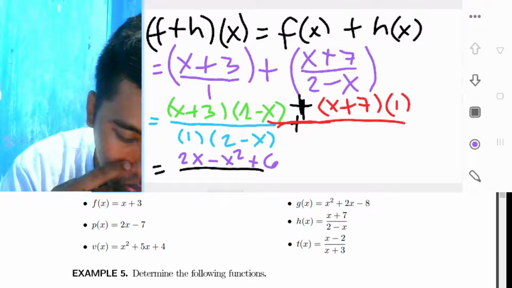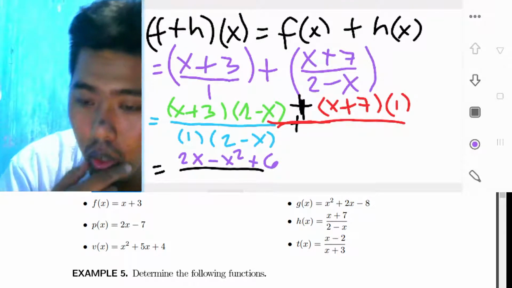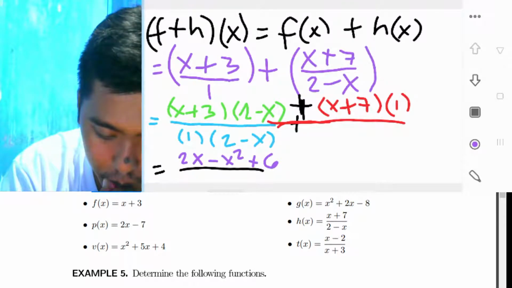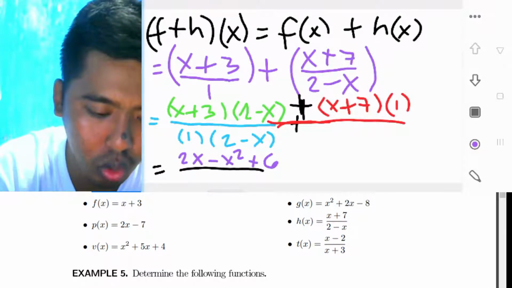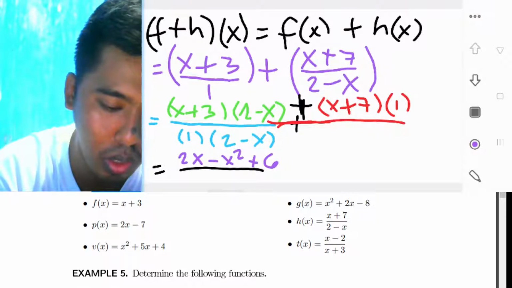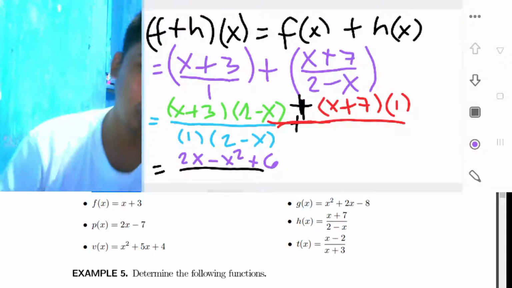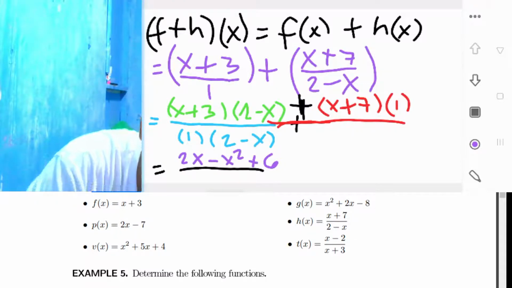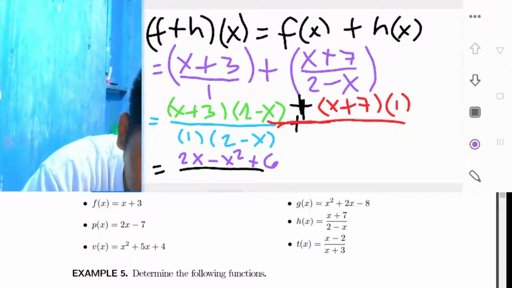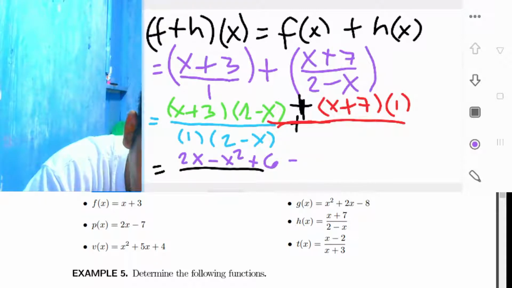We cannot cancel out this 2 minus x with the 2 minus x below, because there is still an addition operation above. So we cannot cancel out. Now let's continue. 3 times negative x, that would be negative 3x.